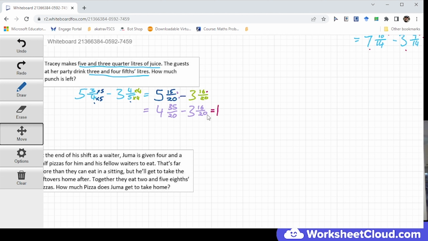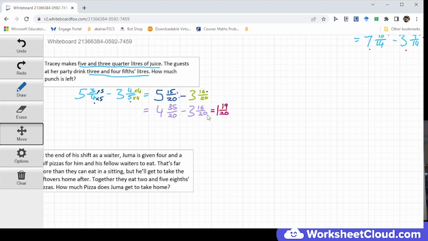4 minus 3 is 1. Denominator stays the same. Ooh, this is a tricky one. How are we going to do it? Well, you can jot down on the side if you're worried. I would suggest think of it like this. To get from 16 to 20 is 4. Then you can do a jump to 30, which is going to give you 14. And then you can do another jump of 5, so you end up with 19 over 20. Otherwise, if your mental maths is good, you can just work it out.